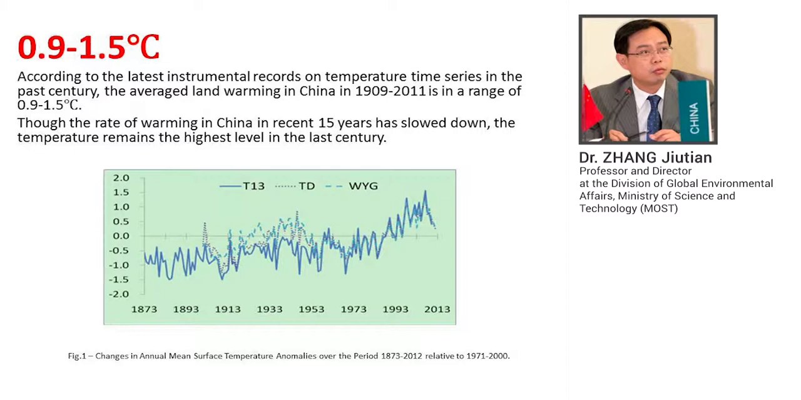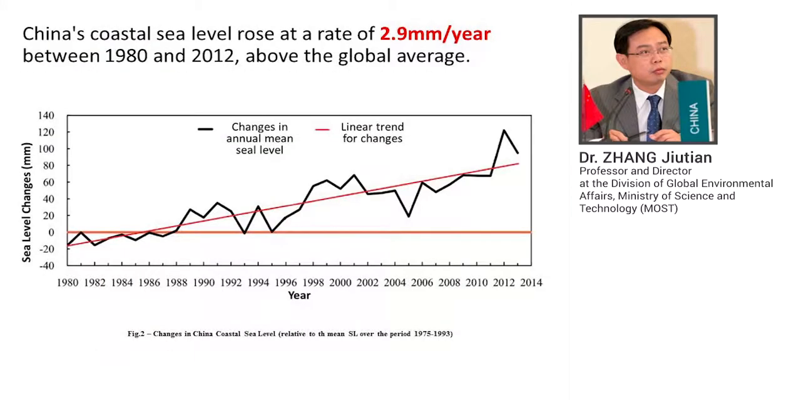And in the past, China's coastal sea level also rose at a higher rate than the global average. Between 1980 and 2012, the rate is nearly 3 millimeters per year.